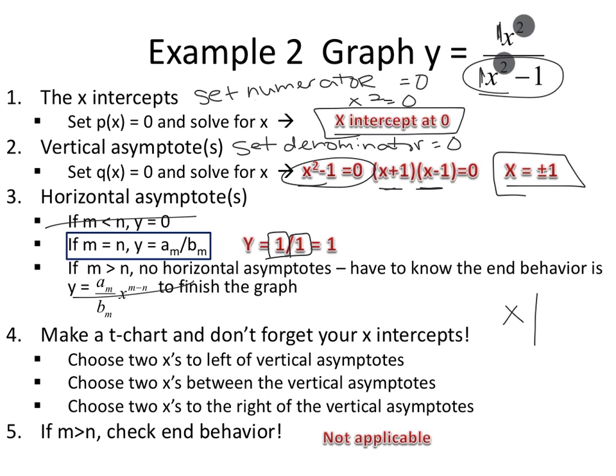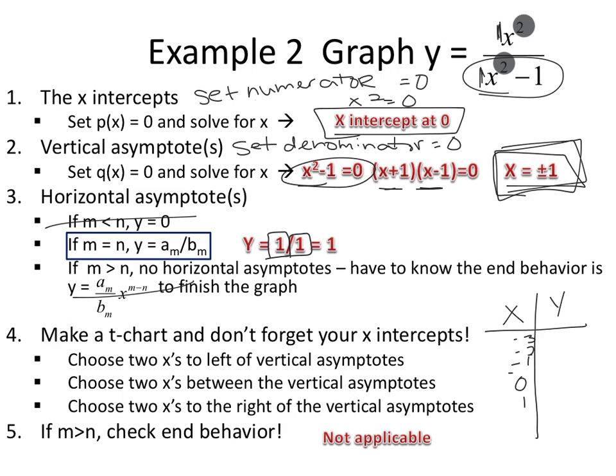So on our t-chart, what I like to do is put each of those on here. So I have the intercept at 0. We have -1 and +1. The -1 and +1 came from the vertical asymptotes, right? And you pick 2 numbers to the left. So I'm just going to pick 2 numbers that are smaller, so this would be -2 and -3, and pick 2 numbers between. I have 0 in between -1 and 1.